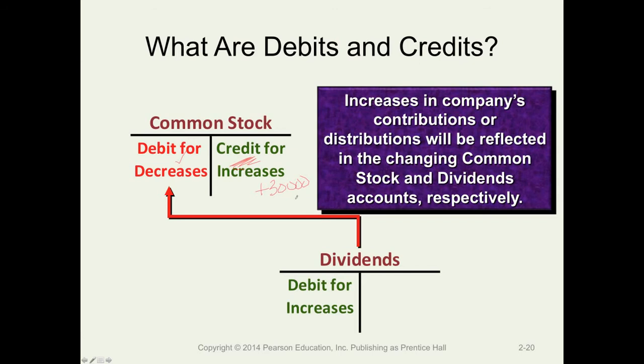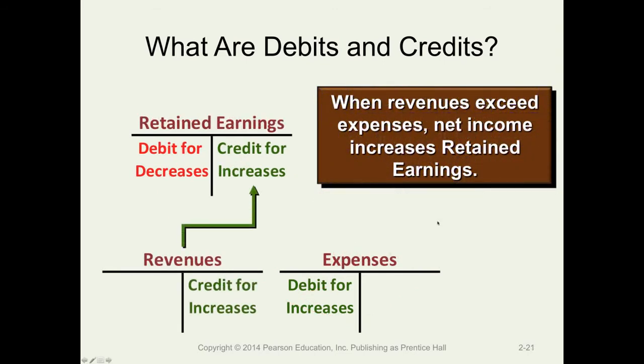Now, what gets tricky are accounts like dividends and expenses. Because anytime, and we'll see this in a few minutes, anytime you debit a dividend, you increase dividends, but at the same time, you are reducing stockholders' equity. Specifically, you're reducing equity through retained earnings. And this is very clear in our next slide, because what I want to do is add dividends.